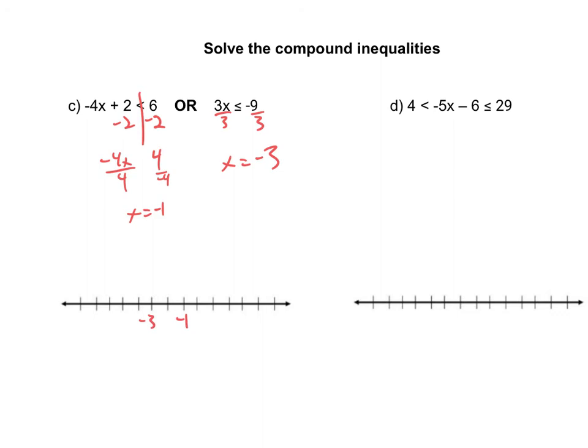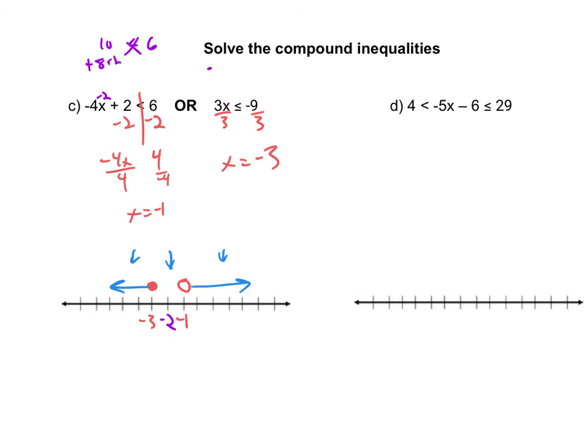And it looks like the negative 3 point is going to be a filled-in point, and the negative 1 point is going to be an open point. So now I just have to figure out where my lines are going to go. Since it's an OR statement, I'm assuming that it's going to go here, but I want to check my work and make sure that I'm doing it correctly. So I'm going to try negative 2. If I plug in a negative 2 for x, I've got positive 8 plus 2, which is 10. 10 is not less than 6, so it doesn't work there.